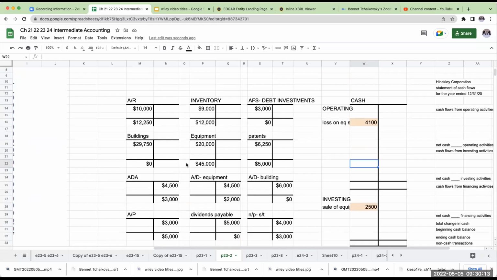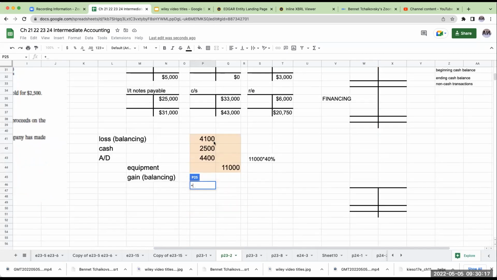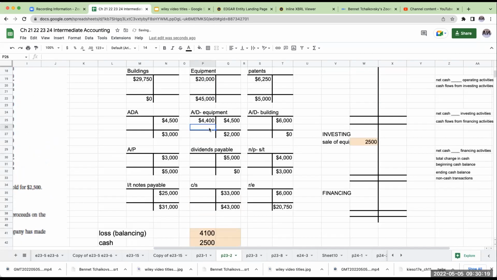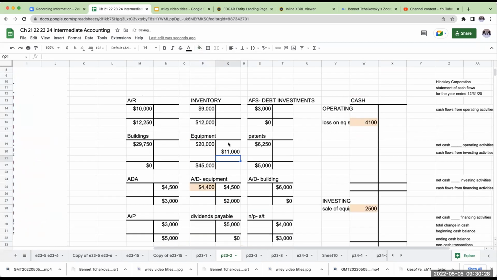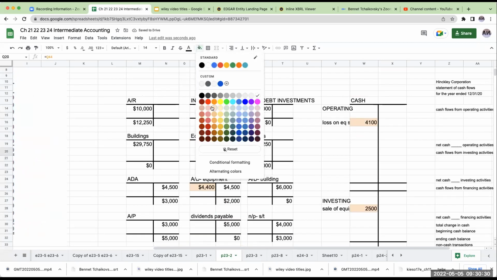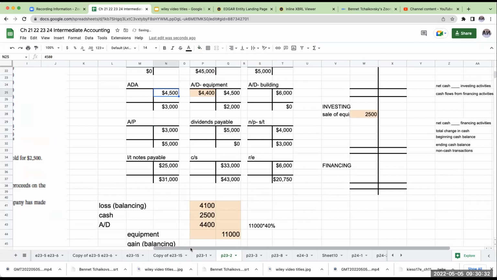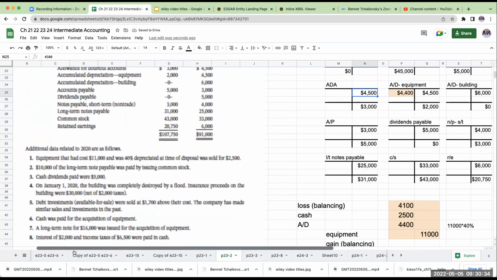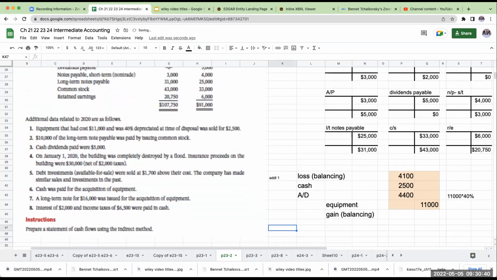My last step over here is to show accumulated depreciation on that equipment being written off, or being deducted, of 4,400. And then I'm simultaneously going over here to the equipment itself and taking off 11,000. Okay, so right over there, that is how I do additional information number one. Okay, let's take a look at additional information number two.